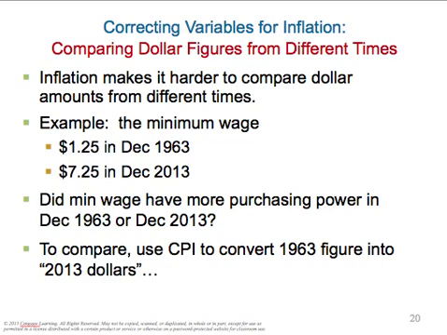So let's start correcting variables for inflation. We can compare dollar figures from different times. Inflation makes it harder to compare dollar amounts from different times. For example, the minimum wage in December of 1963 was $1.25 an hour. In December 2013, it was $7.25 an hour. Big difference there. Well, did the minimum wage have more purchasing power in December 1963 or December 2013?